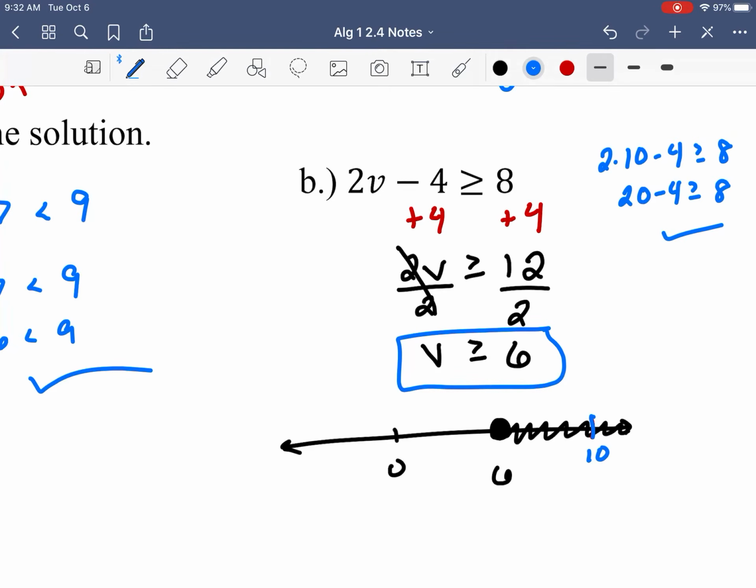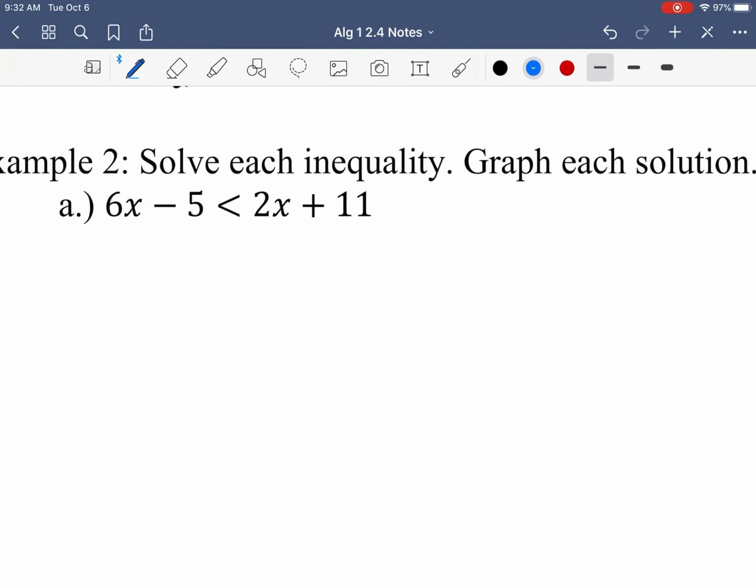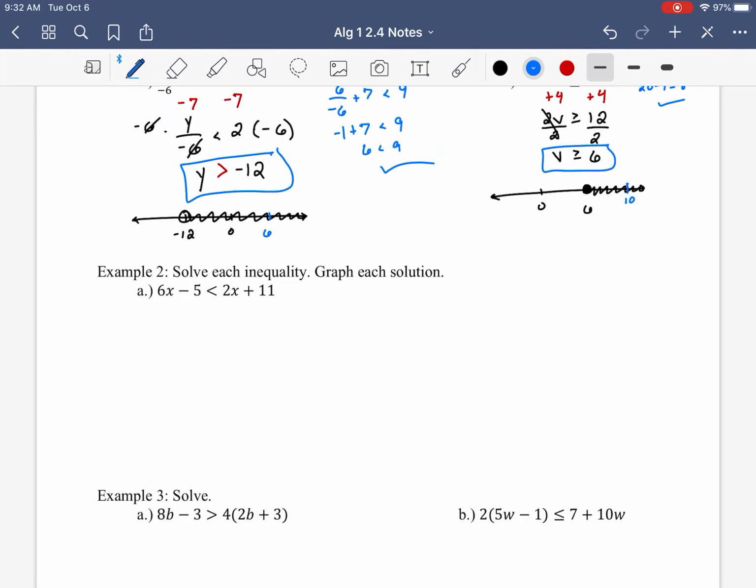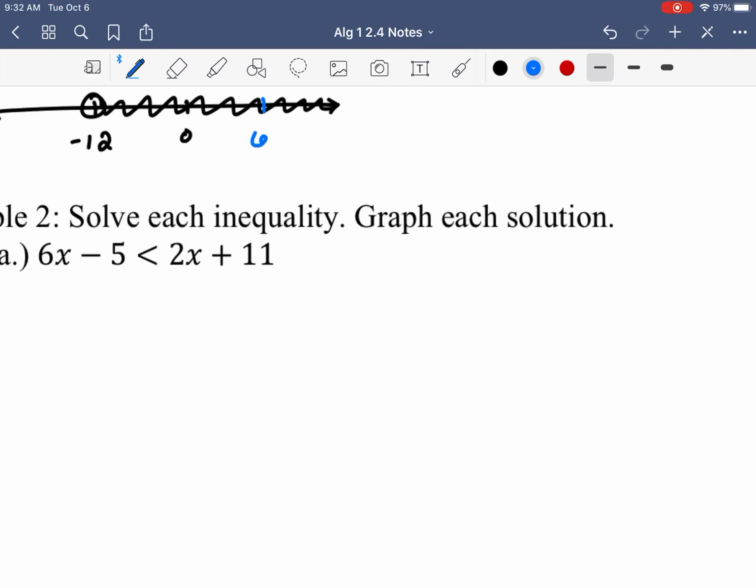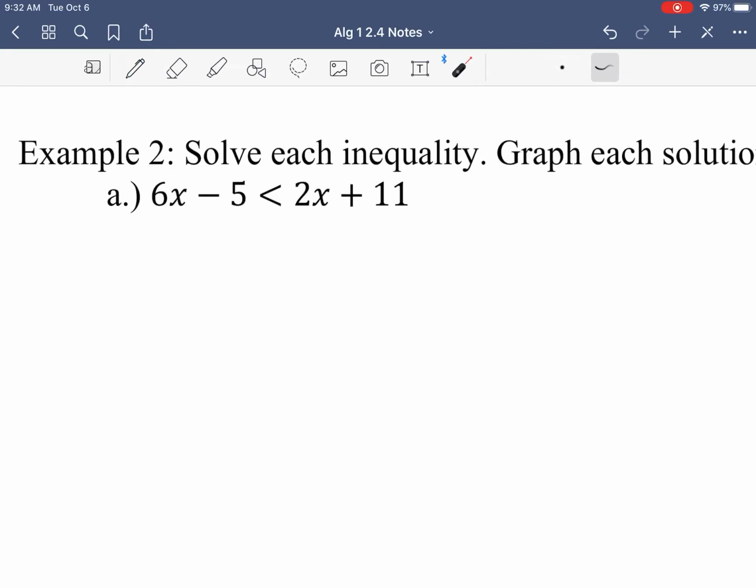Next. Oh no, I thought my iPad froze up. Okay, here we're going to solve this inequality. Again, we're solving for x, and it has two x's. I've got an x in this term and an x in that term. So I need to get all my x's to one side. I think I'm going to subtract this one over to that side. So we're going to subtract that 2x from both sides.